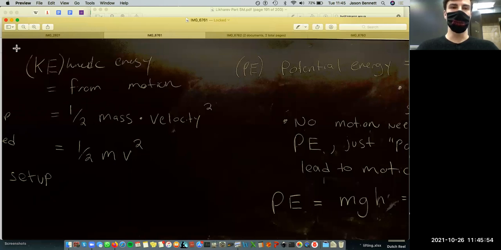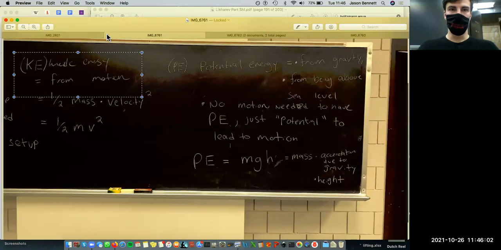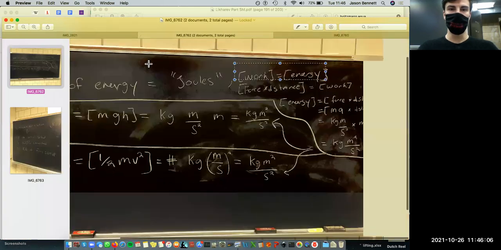But anyway, so this is the kinetic, this is the more intuitive one: when something is moving and it has a speed, it has energy. Okay, that's done with that one. Now let's move over here and talk about the units, why these things make sense.